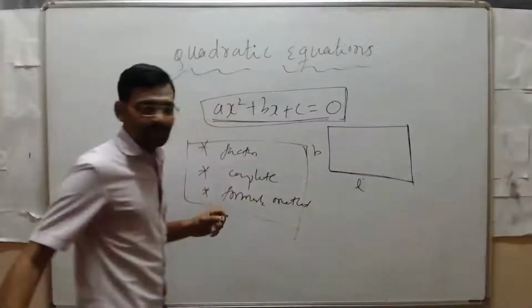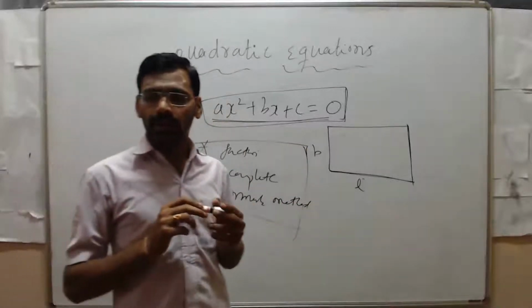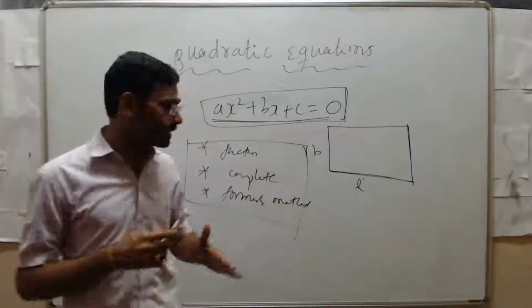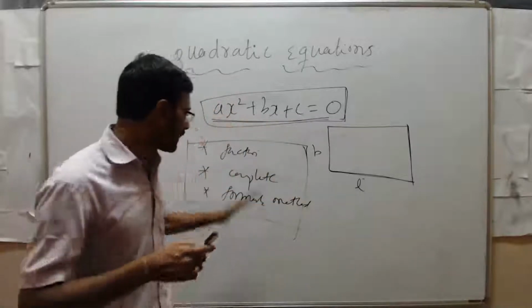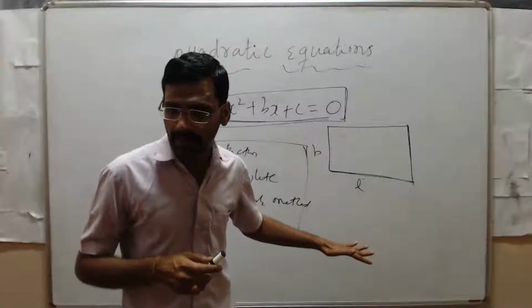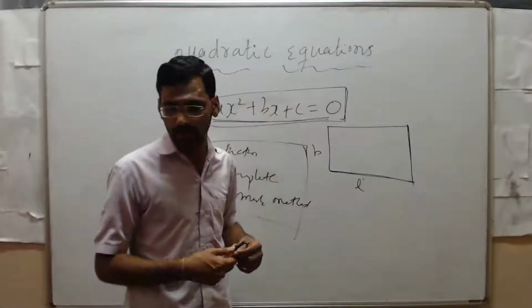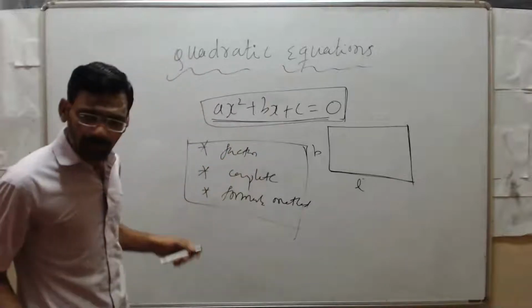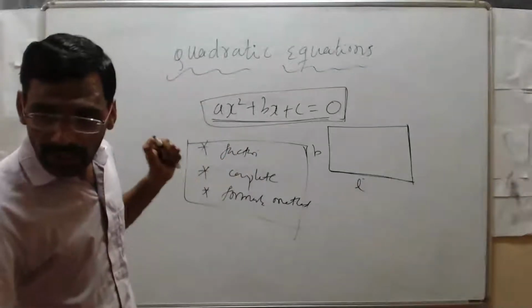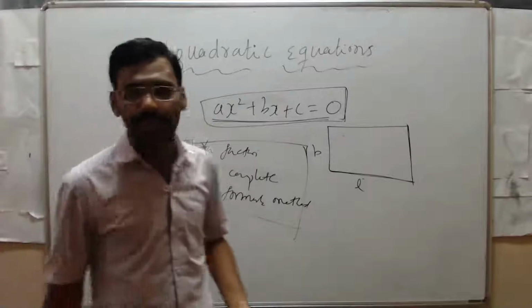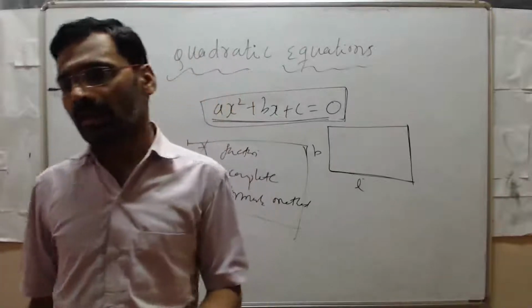We have to consider these three. How can we solve the quadratic equation? With the help of the factorization method, the completing the square method, and the formula method, we are able to solve the quadratic equation.